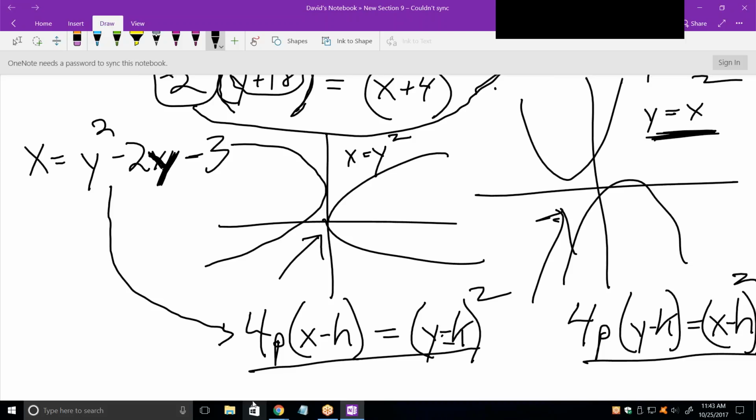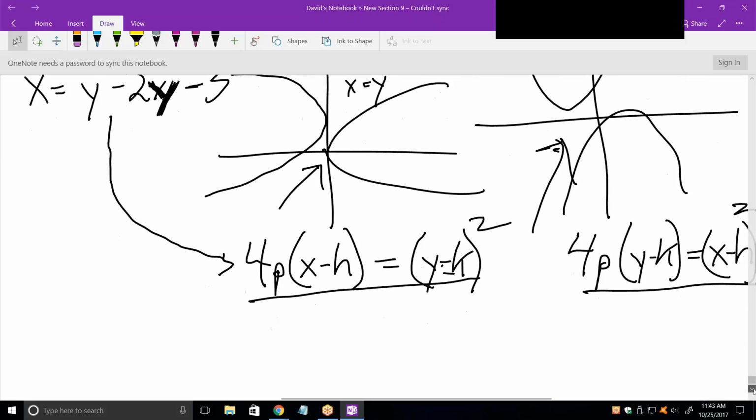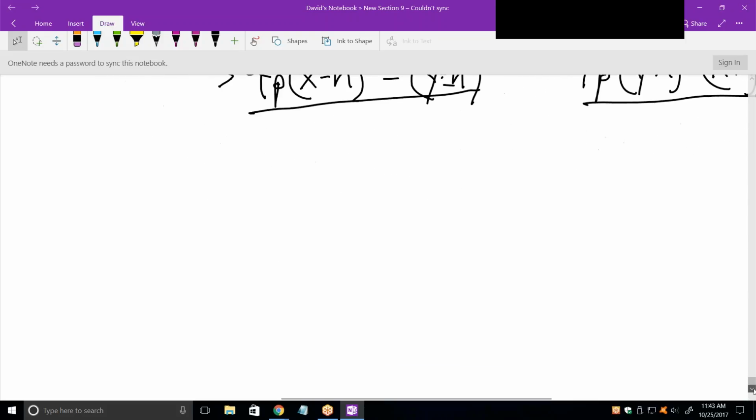Until you master the vertical ones, probably we should stick with those. The only reason I bring this up is because I'll bet you get some of these horizontal ones. And the way you recognize them is it's x equal y squared instead of y equal x squared.